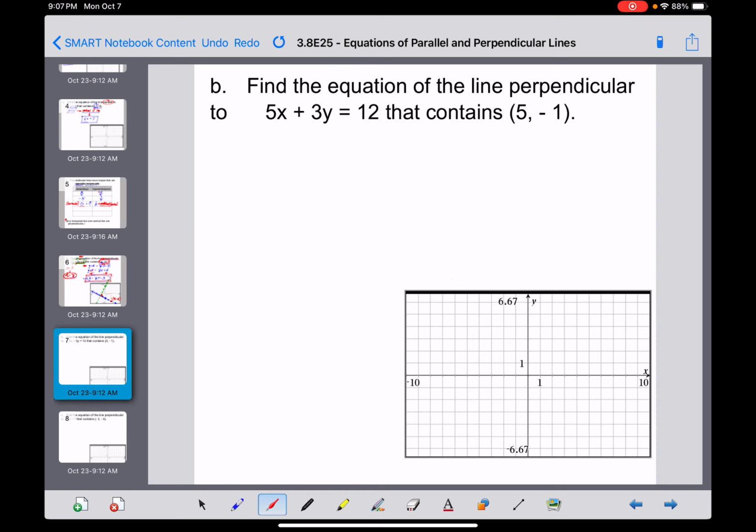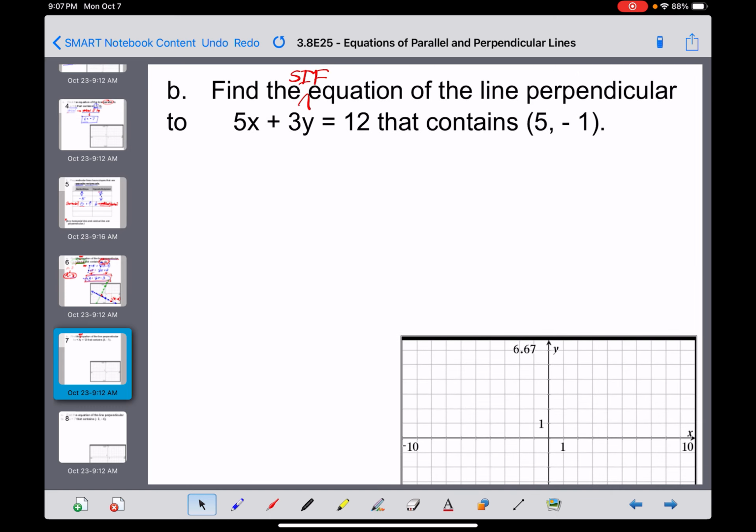Okay, let's try another one. Now, this one has a little wrinkle, just like the second example in the earlier video did. It's still asking us to come up with the slope-intercept form equation of a line that's perpendicular to a line we were given. Okay, that line is 5x plus 3y equals 12, but we've got the same problem, guys. We need to know the slope of this line, but we can't tell because it's in standard form. So what we're going to do instead is solve this one for y.